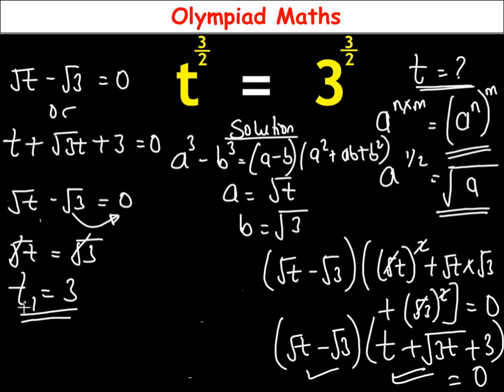Let us then get the other values of t from this other equation. So from the second one, which is t plus root 3t plus 3 is equal to 0, let us then solve for the value of t. But first, let us clean up the side.